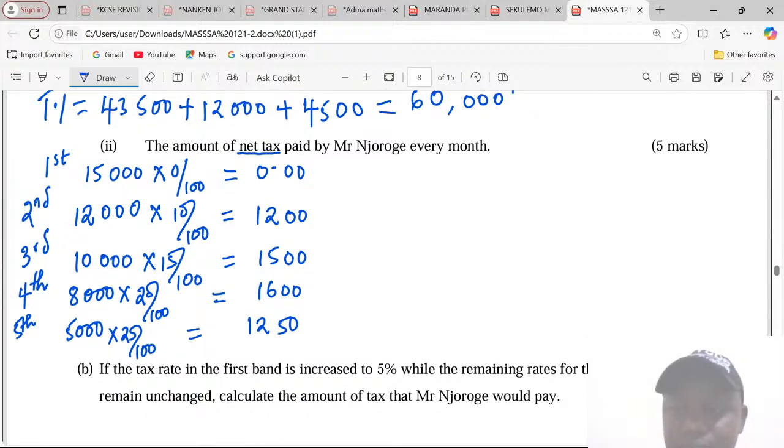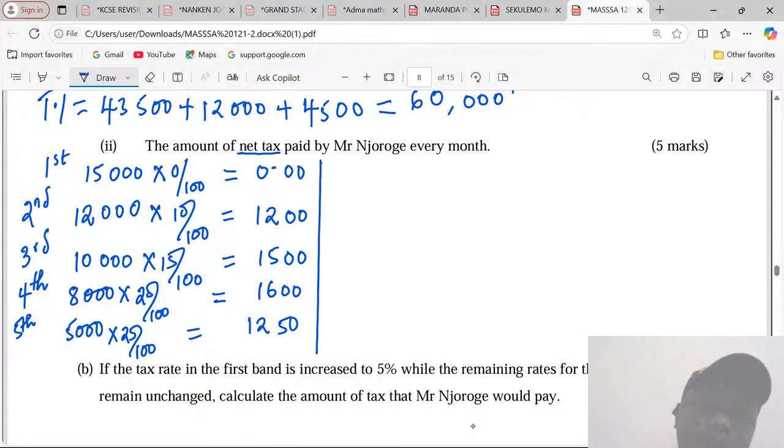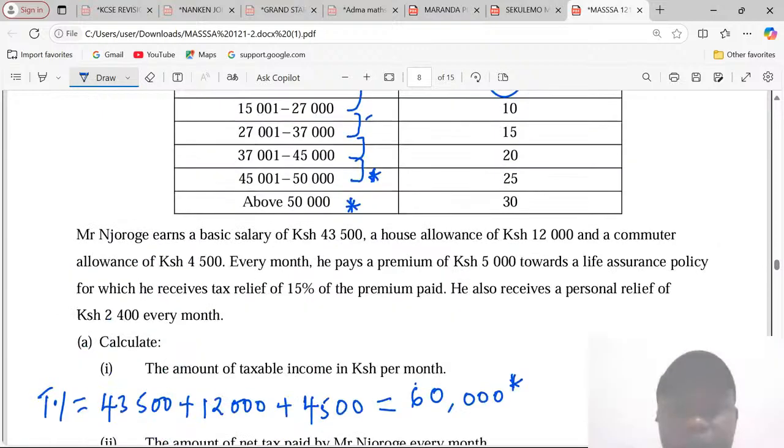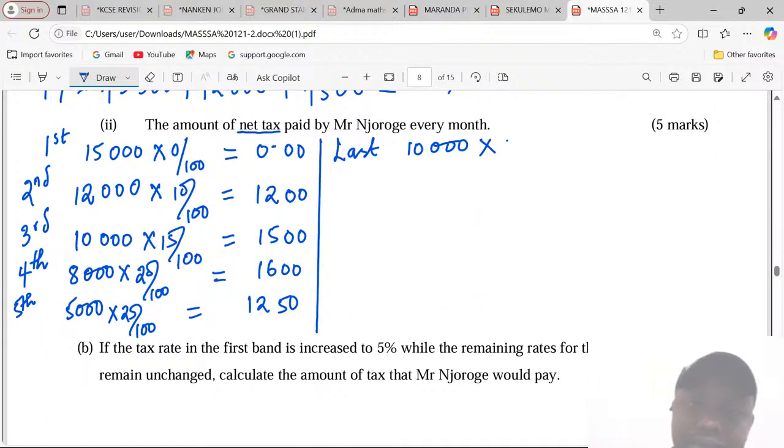So in the last bracket, in the sixth, that is 10,000 at the rate of the last bracket, 30%. So 10,000 by 30% is 3,000.